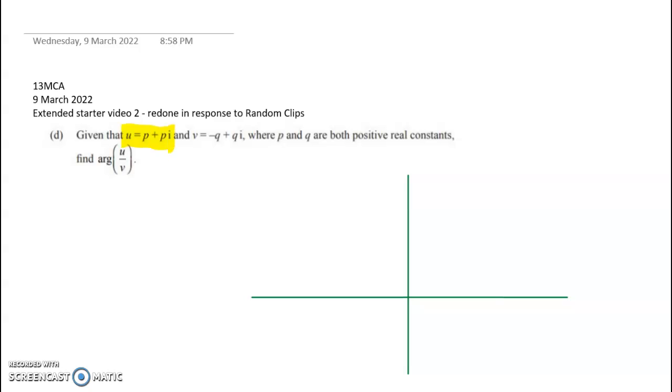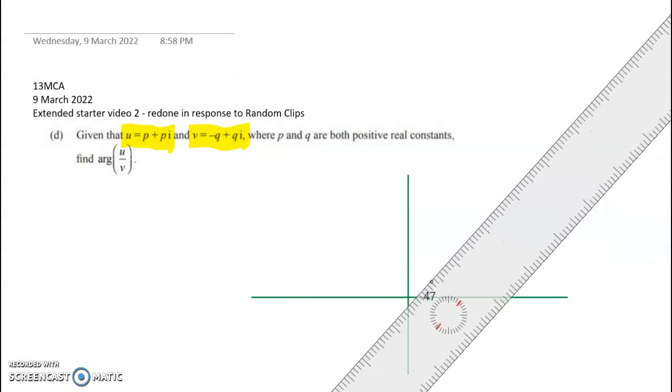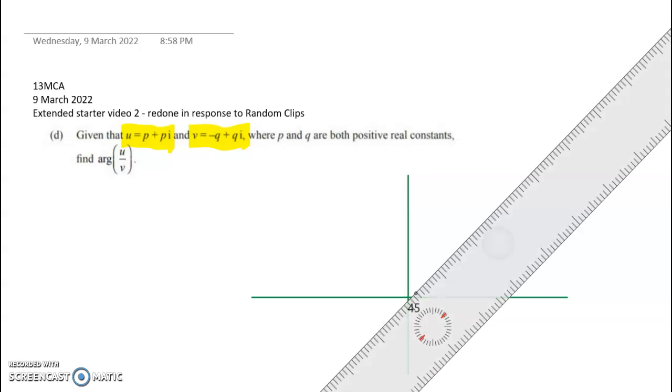So we've got two complex numbers, u is equal to p plus pi, and v is equal to negative q plus qi. P and Q are both positive real constants. So we can quickly draw each of those onto the Argand diagram. So here's my 45-degree angle. We know that p plus pi is sitting somewhere out here because p is positive, and it could be, for example, 2 plus 2i, or it could be 17 plus 17i, right?